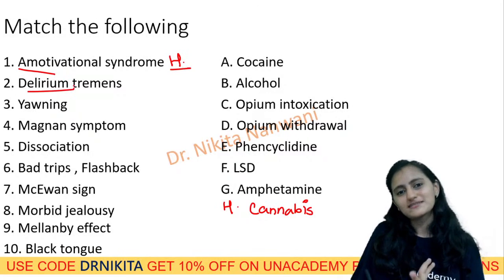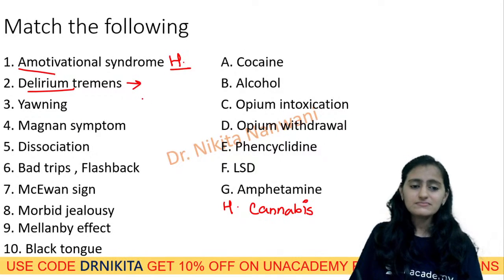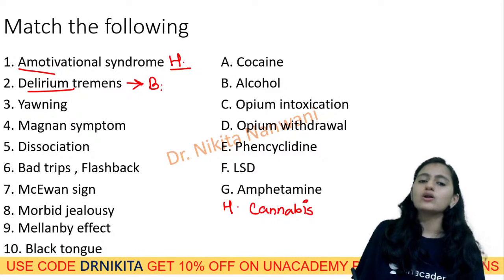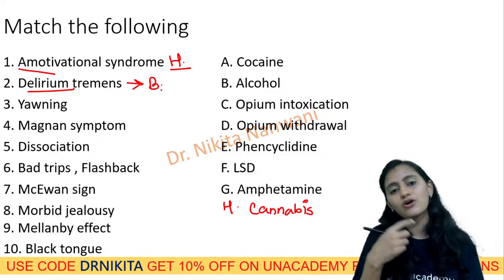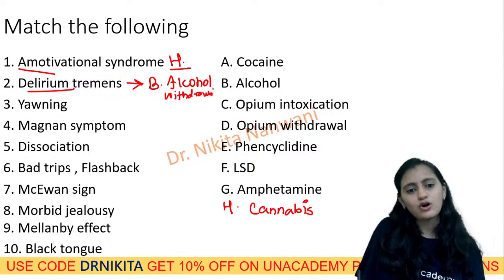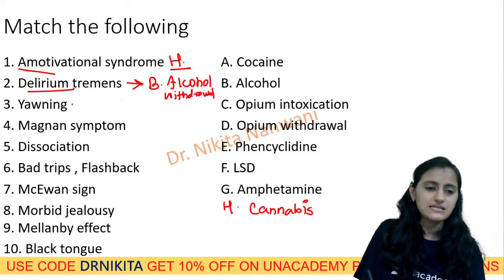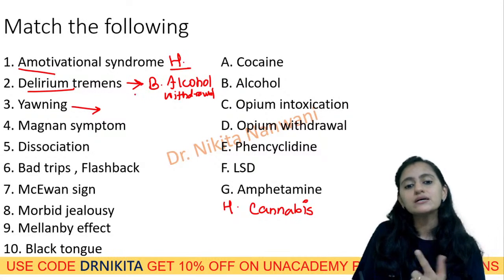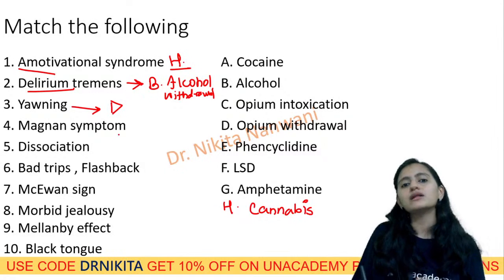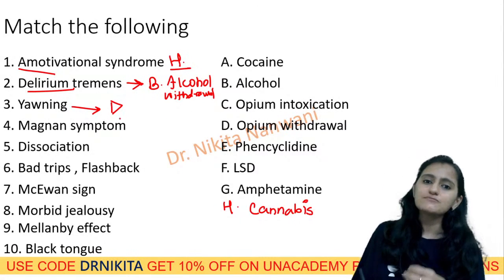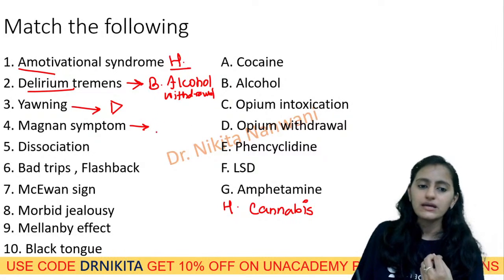Delirium tremens, I have not discussed this, but I'm sure all of you know this. Delirium tremens is seen with alcohol. Alcohol intoxication or alcohol withdrawal? It is seen with alcohol withdrawal, 48 to 72 hours. Yawning, when do you yawn? In the exam hall. Opioid withdrawal, that is option D, not opioid intoxication, opioid withdrawal. Magnan symptom, cockroaches are magnified, cocaine, option A.